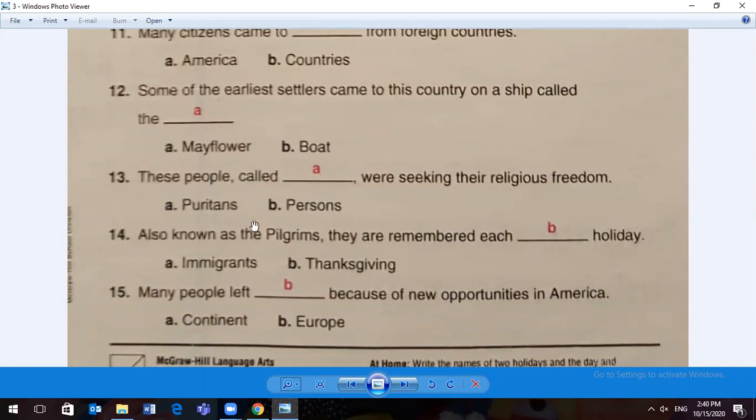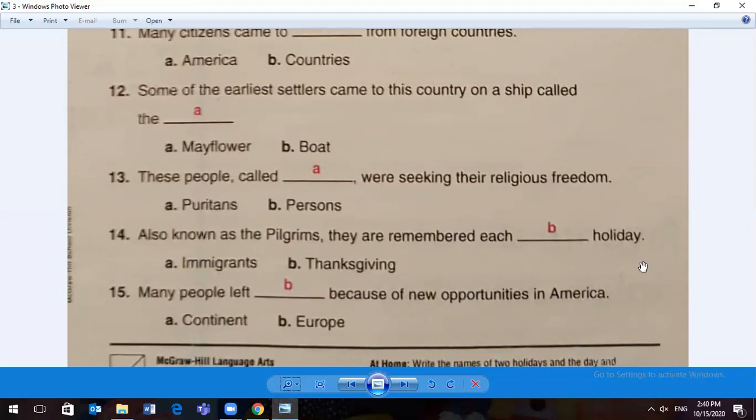These people, called Puritans, were seeking their religious freedom. Persons is a common noun. It should not be capital. They're trying to trick us by using these capital letters. Also known as the Pilgrims, they are remembered each Thanksgiving holiday, okay? Immigrants is not a proper noun, should not be capital. Many people left blank because of new opportunities in America. Many people left Europe. Okay, continent is a common noun.